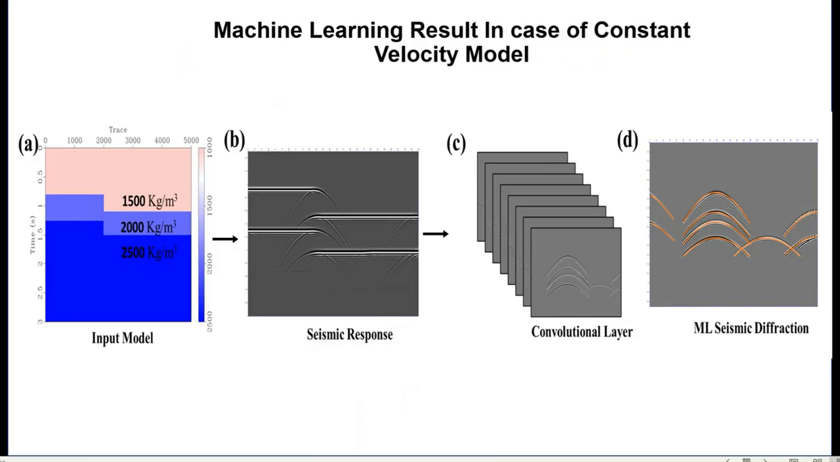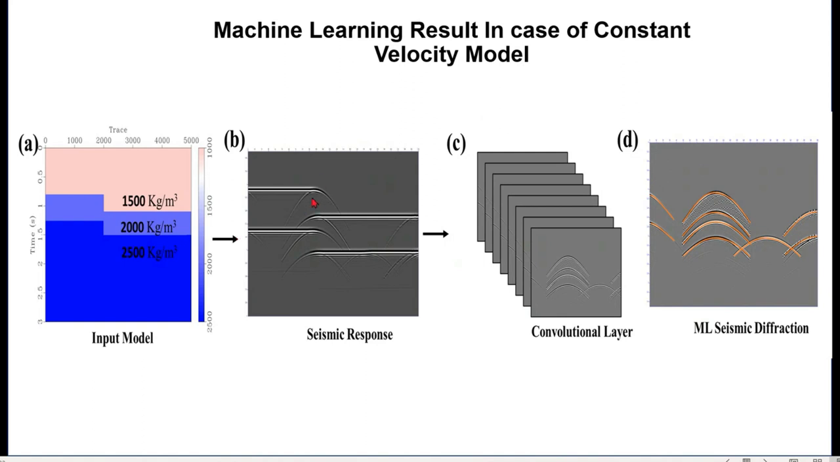So this is one of the examples. I performed this research at an initial stage. On the left side, we have the input model, which is a very simple three-layer model, but we have a very steeply dipping fault here. It's a constant velocity model with different density values.